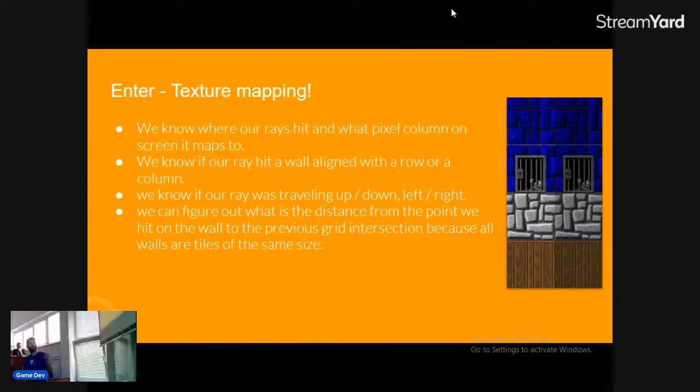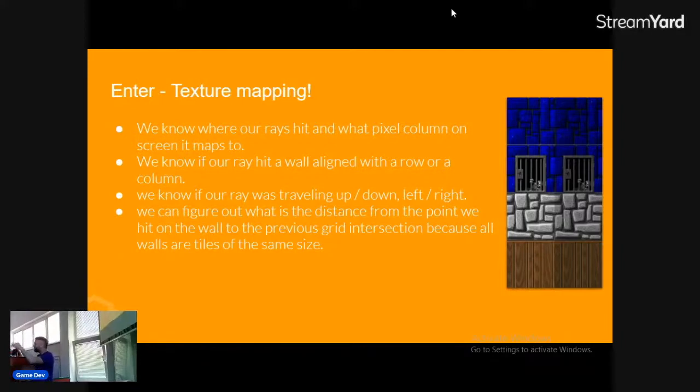wanted textures on the walls. And when you think about it, we already have all of the data that we need in order to texture our walls. It's just a matter of realizing it, okay? So why is that? We know where our ray is going. We know if it's going left, right, top, bottom, and we can figure out the distance of where we hit to the last grid intersection.